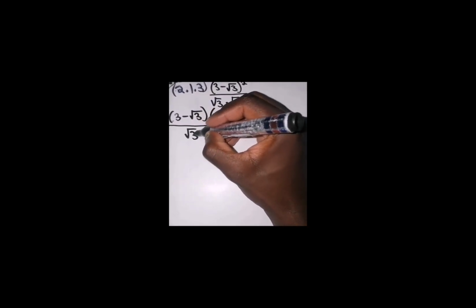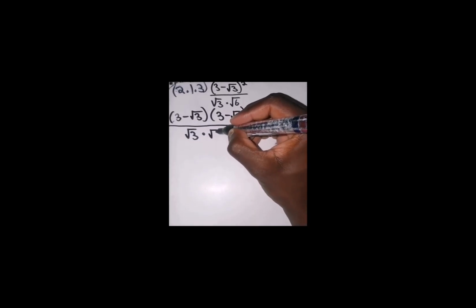Whenever you're approaching mathematical questions like this, you have to focus on one aspect first. You cannot try and deal with the numerator and the denominator at the same time. So in the numerator, we'll expand this bracket. We'll have 3 minus square root of 3 and 3 minus square root of 3, close bracket. This is over square root of 3 multiplied by square root of 6. Now from here, you're going to multiply the brackets.